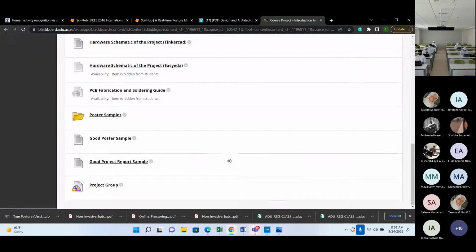Okay, so if you scroll down to the end, you're going to find the project group link. Can you find it? Can you see it? If you cannot, just refresh and you'll be able to see it. You don't have your laptop?